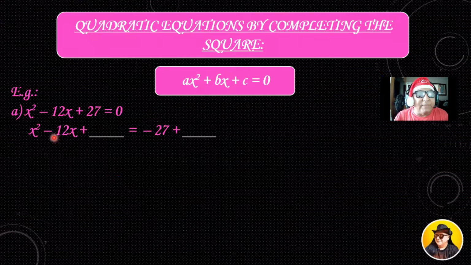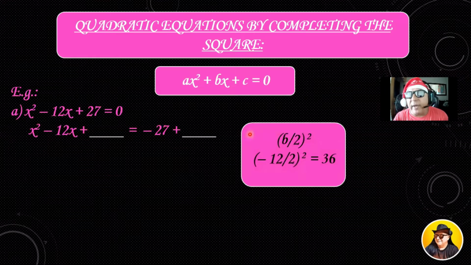For this b, minus 12, I always do b over 2 squared. So I write minus 12 over 2 squared. Minus 12 over 2 is minus 6, and minus 6 squared is 36. So the number we are searching for is 36. Write 36 on the left and also on the right side of the equation.